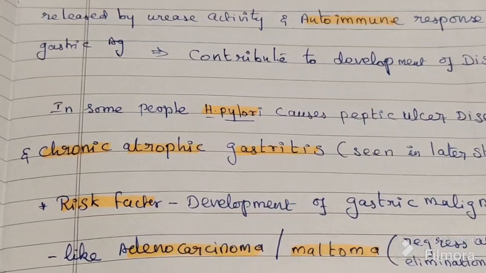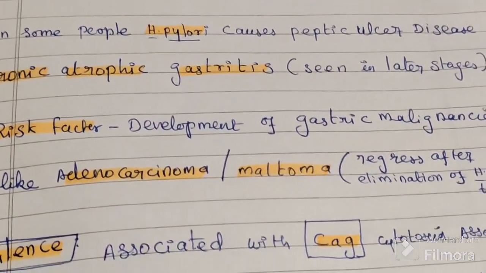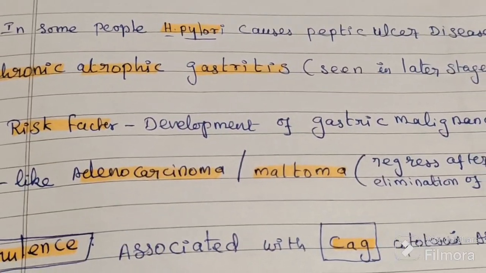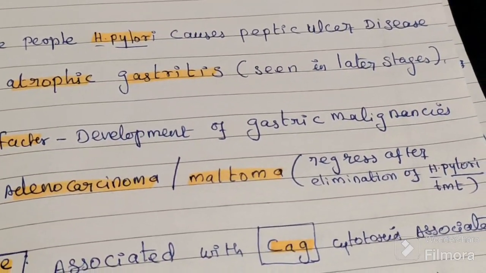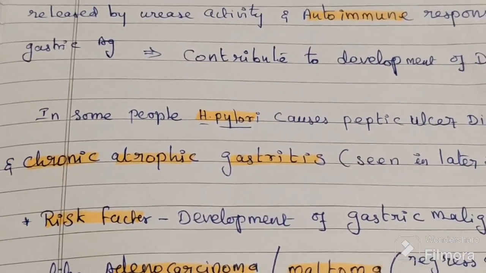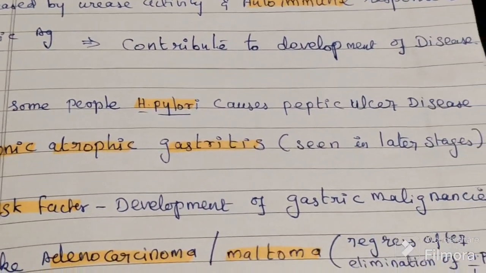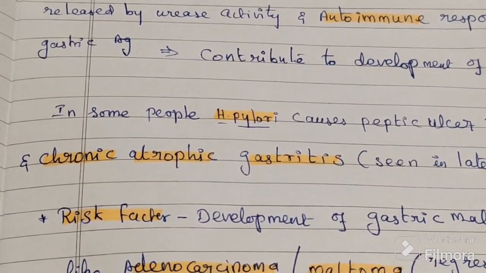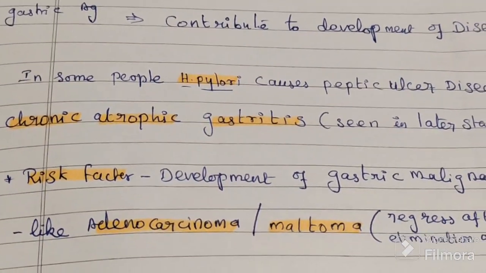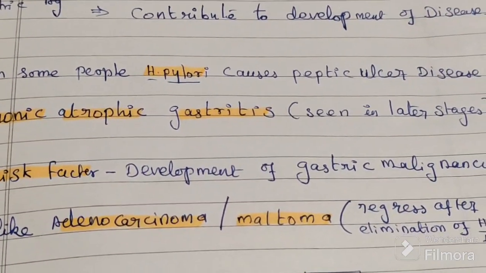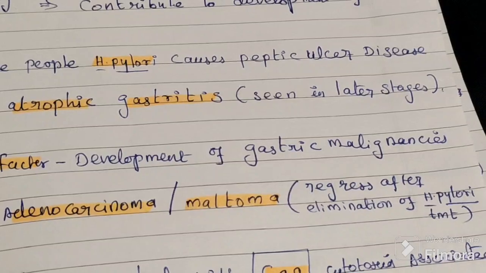H. pylori infection is a risk for the development of gastric malignancies like adenocarcinoma and maltoma. Maltoma regresses after elimination of H. pylori by treatment.